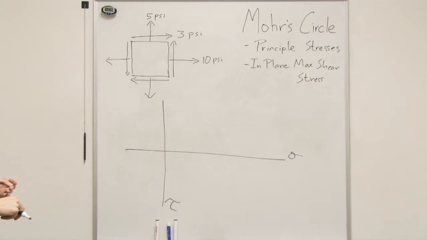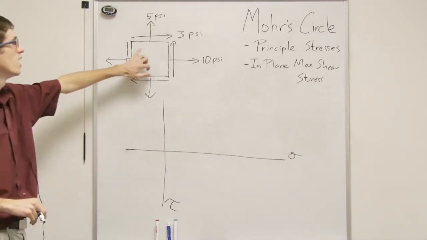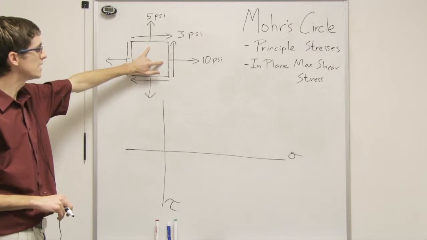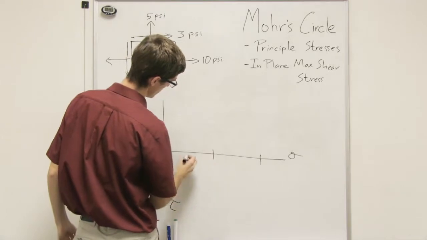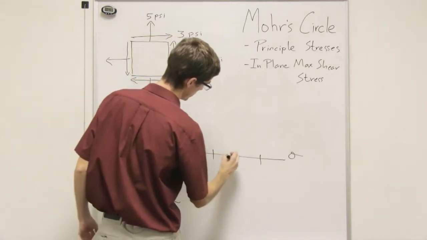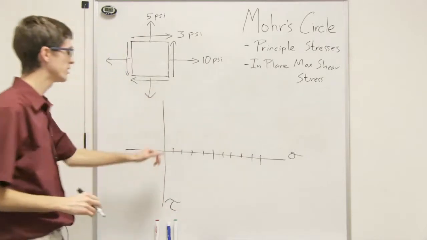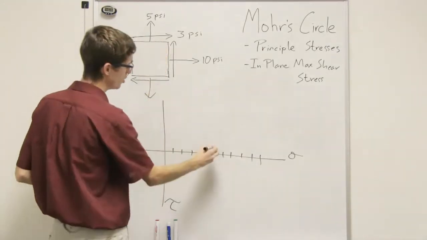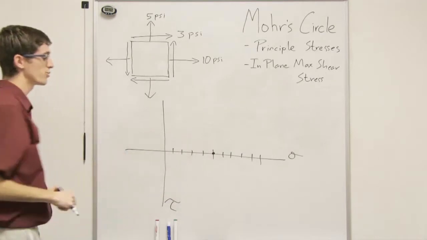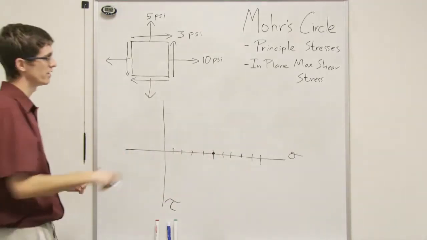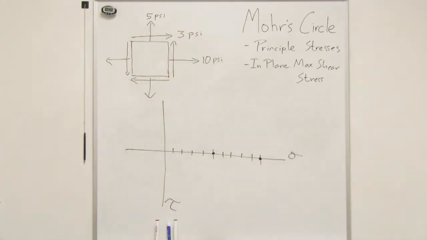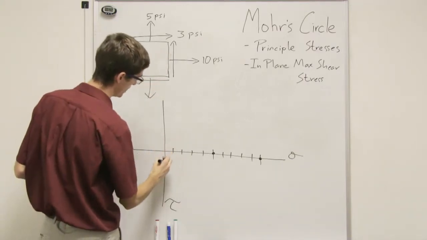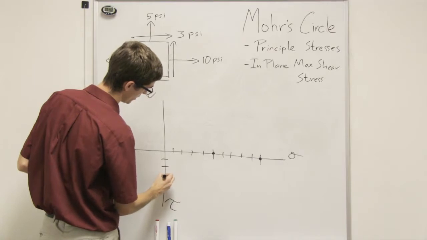All right, so let's find our points. We know that our normal stresses are being applied at 5 psi and 10 psi, so let's draw our axes. 1, 2, 3, 4. 1, 2, 3, 4. Okay, so we have one normal stress being applied right there on our normal stress axis, 5 psi, and we have another here at 10 psi. And we know that there's also a shear stress being applied at 3 psi, so that'll be right about here.